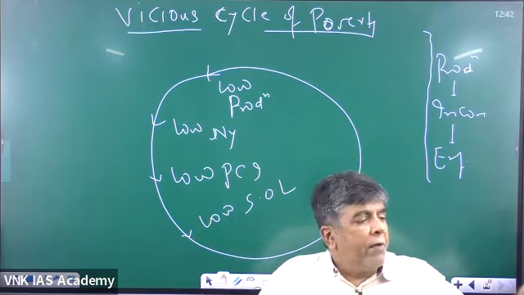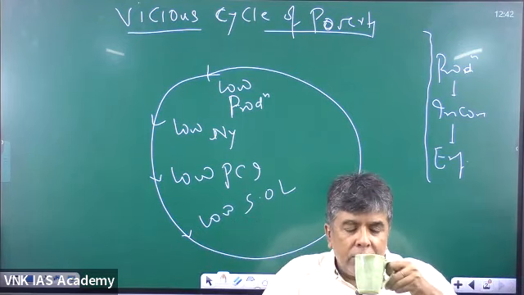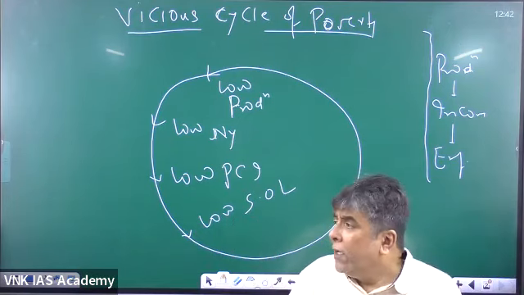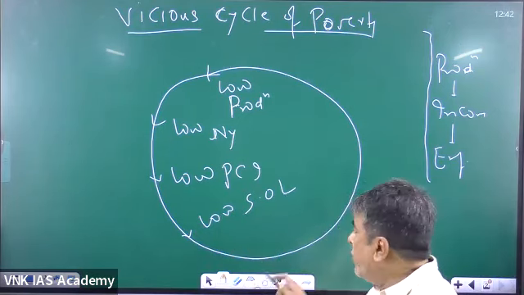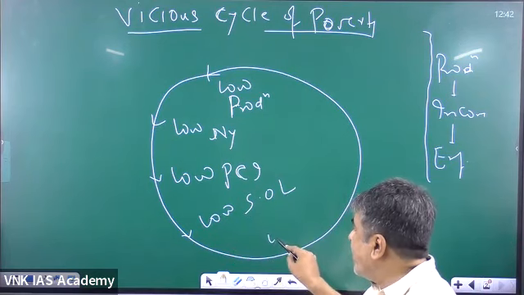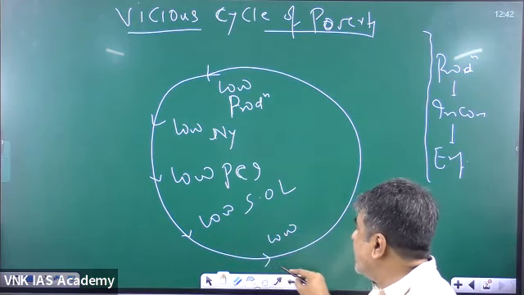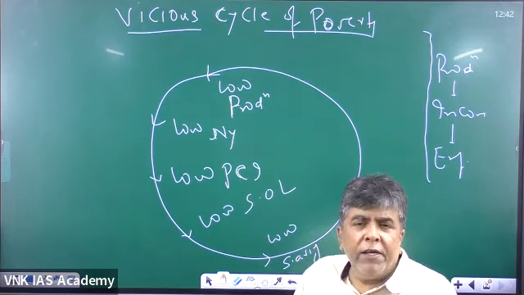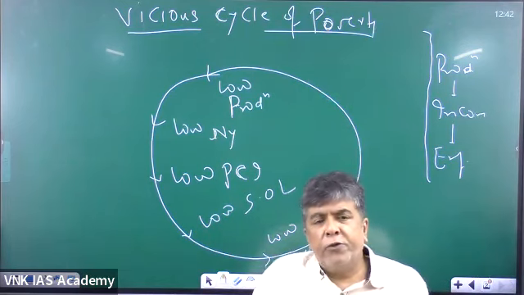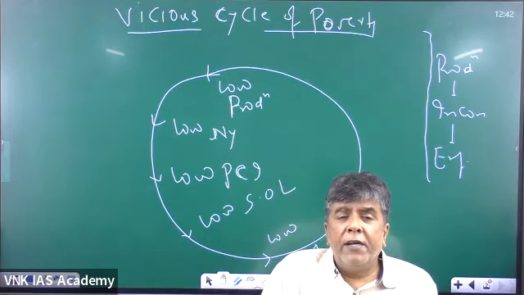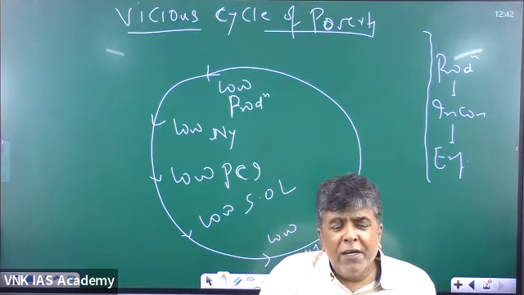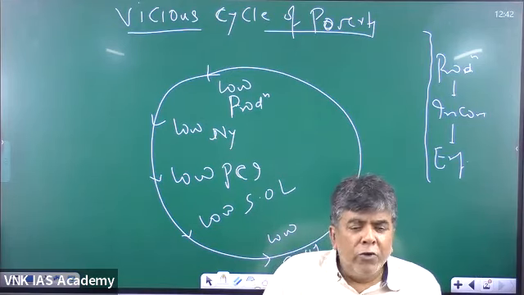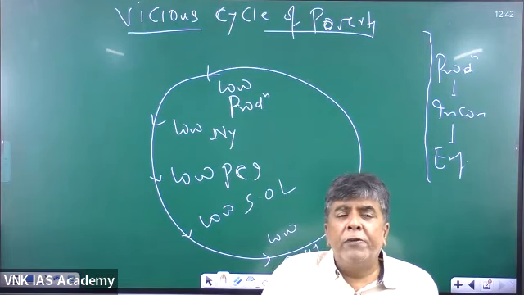Now, because per capita income is very low, not only is the standard of living poor, but also what will happen to saving? The rate of saving is very, very low. Low saving is a feature. The reason is that saving is that part of income which is not consumed. One, our per capita income is very low. Moreover, the rate of inflation is very high. So we are struggling to make both ends meet, with very little scope of generating surplus.